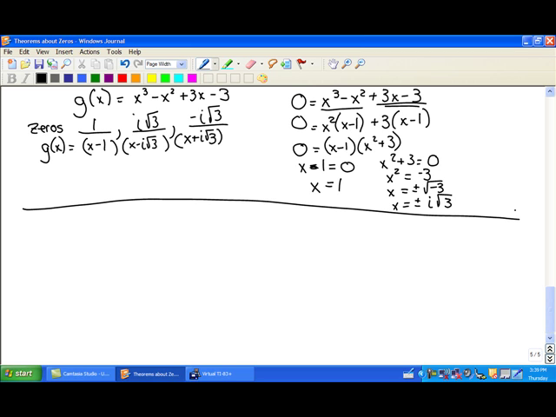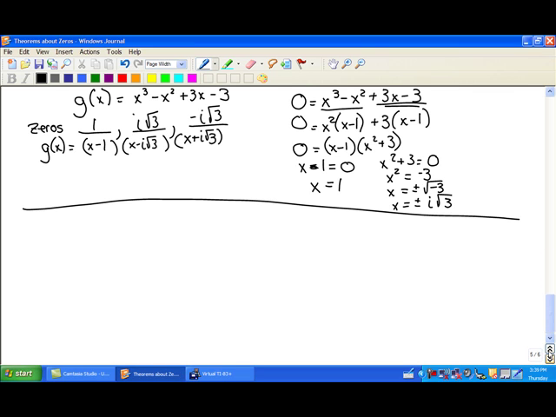So it's much easier to solve these by actually factoring first if you're able to, rather than going through the whole process of finding the possible rational answers and then the synthetic division.